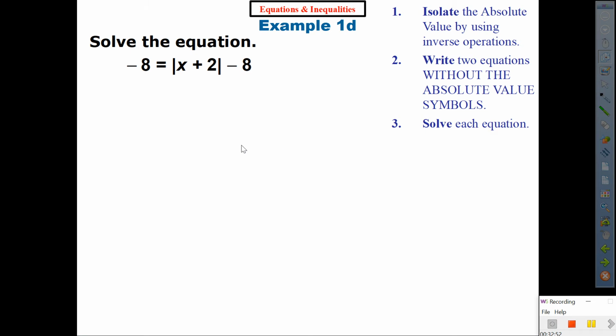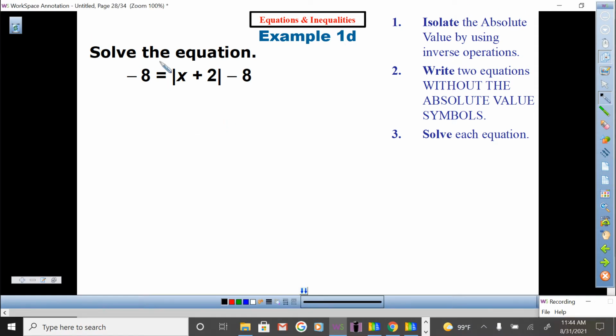Example 1D. Copy this. Negative 8 equals absolute value of x plus 2, minus 8. At first glance, what would you say the solution for that one is, Miguel? No solution at first glance, right? Because there's a negative. However, is the absolute value by itself? No, we need to do that first step first before we make that final decision. Is it by itself? No, so what do we do here?